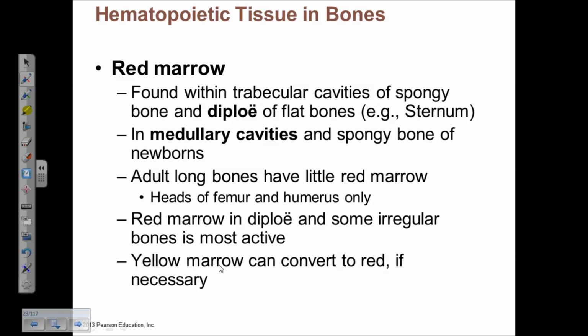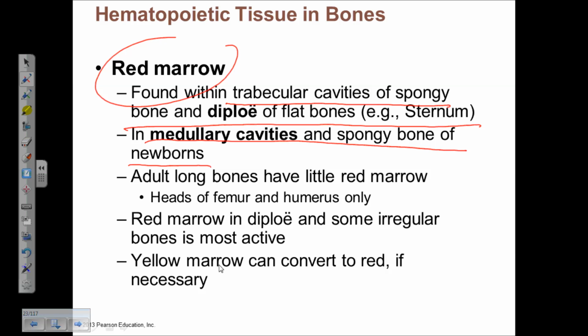In the long bone, well, not in every long bone. So long bones in kids and some parts of long bones in adults contain red bone marrow. Red bone marrow will produce all, as I mentioned, all blood cells in your body. So in adults, you will find more of it in the spongy bone and diploe of the flat bones, the sternum.